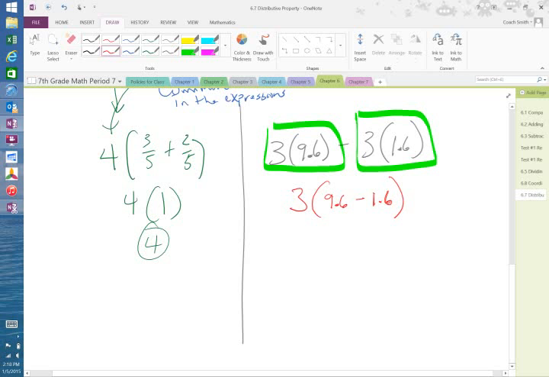Okay? Now, 9.6 minus 1.6 is what? 8. What is 3 times 8? 24. Okay, so you use the distributive property in reverse to help you solve that problem. Most of you, if we had to do 3 times 9.6 and then take 3 times 1.6, you'd have to do that out on paper. That's something you can do in your head if you can just mentally picture it.